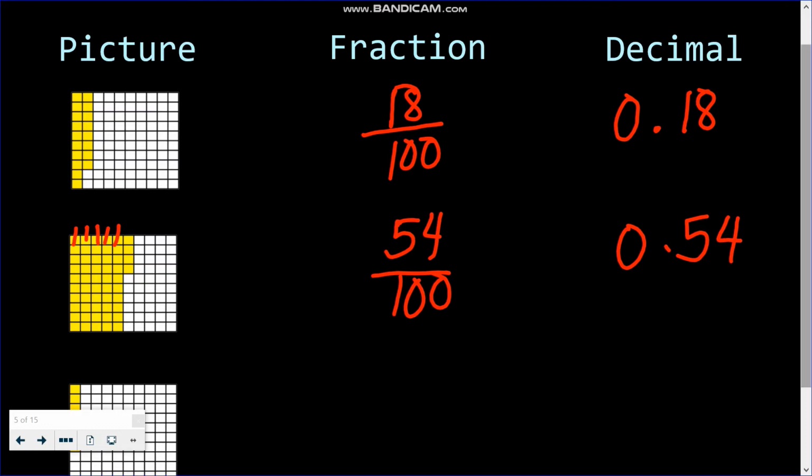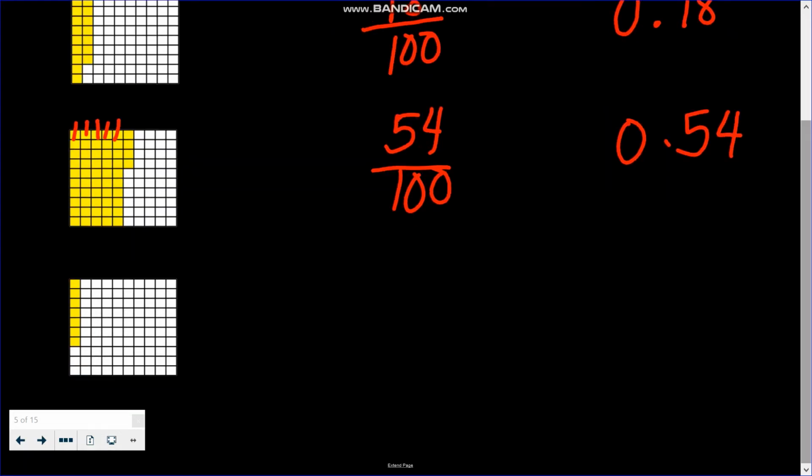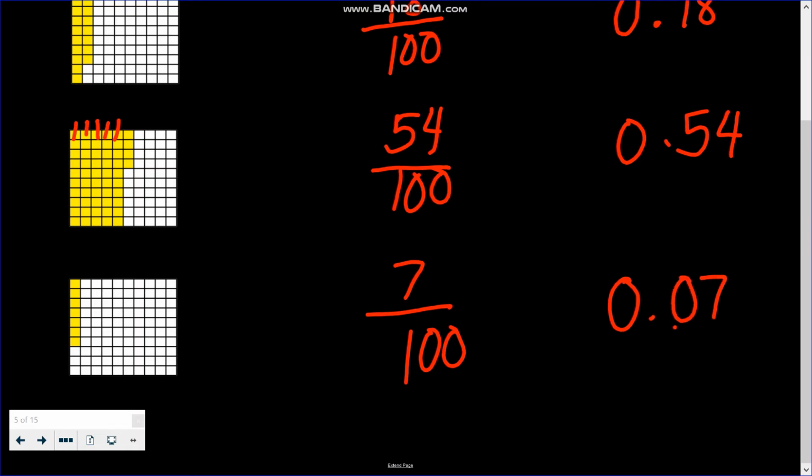Now the last example, we have 1, 2, 3, 4, 5, 6, 7. There are only 7 out of 100 parts shaded. So we can say that as 7 hundredths. And in decimal, we can write it as 0.07. Notice that 0 represents the tenths, but there is no complete column shaded in this picture. So that's why it's 0. And there are only 7 parts shaded, so we have 7 hundredths.